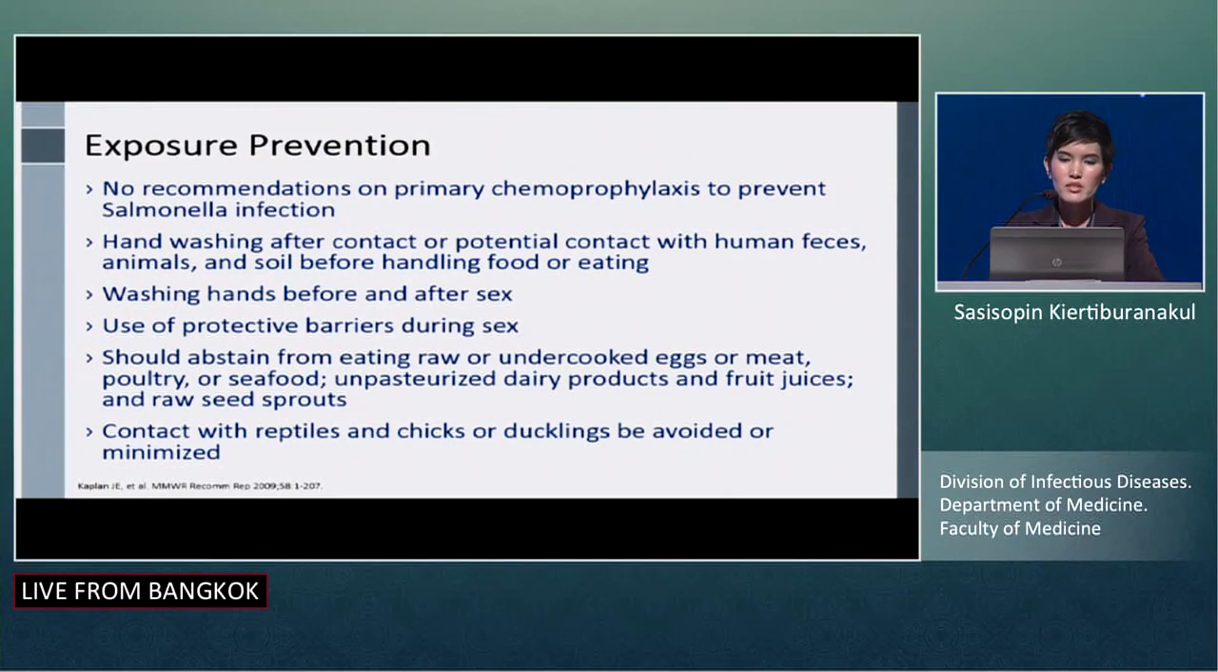For exposure prevention, there is no primary prophylaxis to prevent Salmonella. So we need to recommend the patient to do hand washing after contact or potential contact with human feces or animals. Also wash the hands before and after sex, use a protective barrier during sex, and try to avoid uncooked food or unpasteurized dairy products, and avoid or minimize contact with reptiles, sheep or ducks that may be the source of Salmonella.